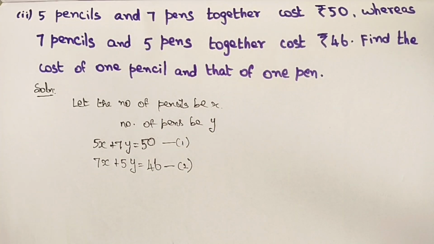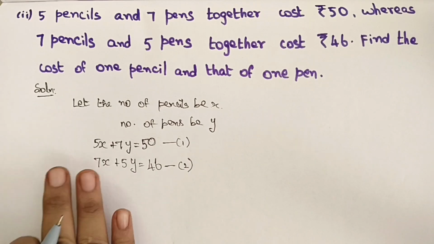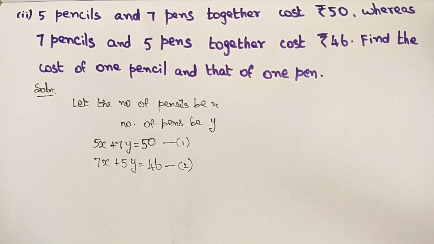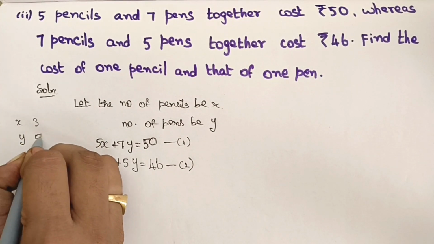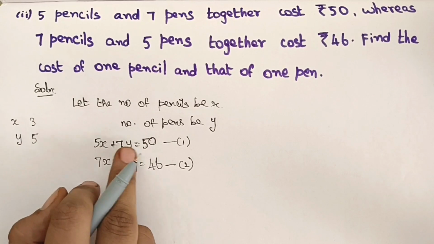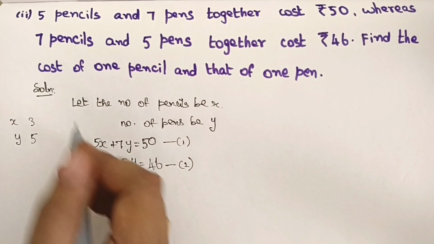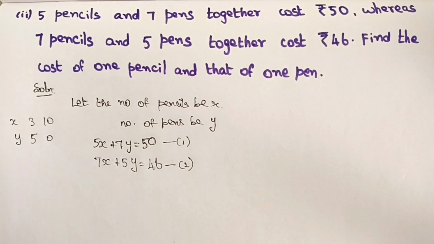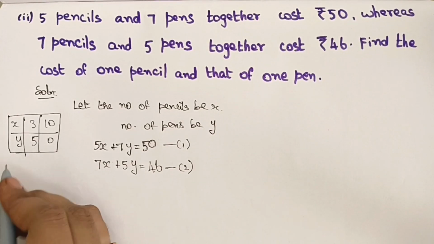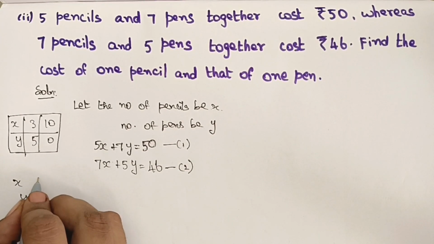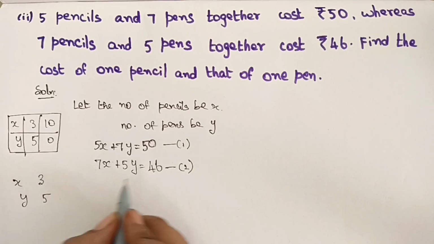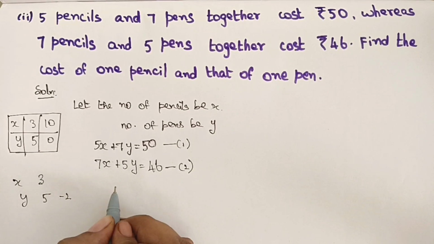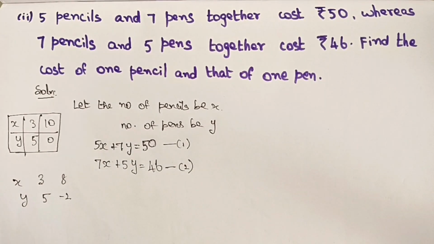Sixth step, plan. We are going to solve this pair of linear equations by using the graphical method. Seventh step, solve. Put x equal to 3, you get y equal to 5 in the first equation. Put y equal to 0, you get x equal to 10. And for the second equation, put x equal to 3, you get y equal to 5. Put y equal to minus 2, you get x equal to 8.